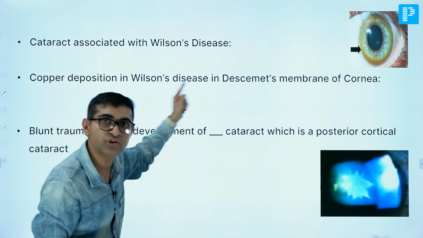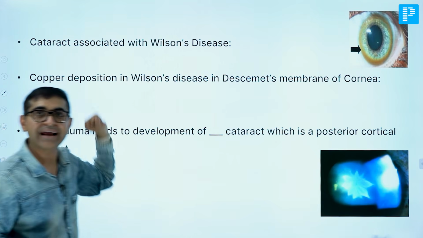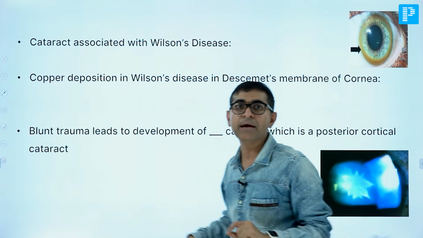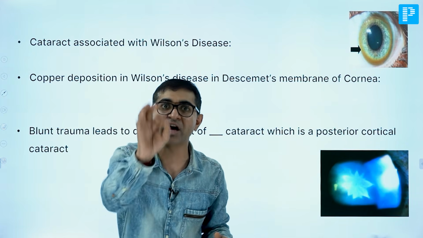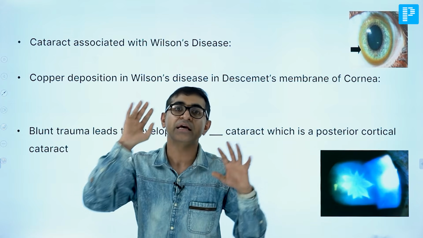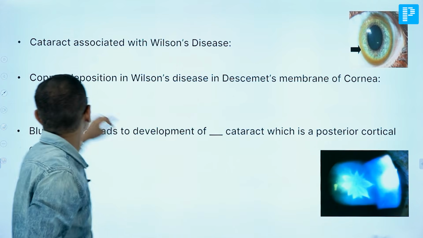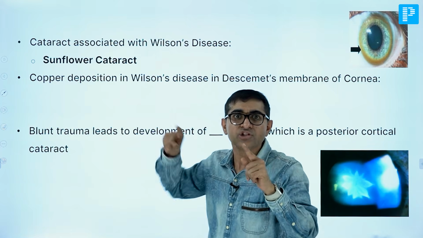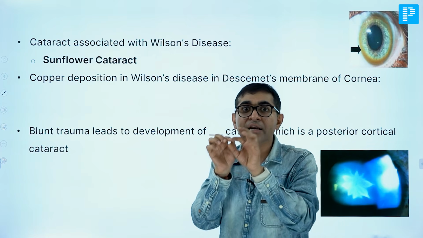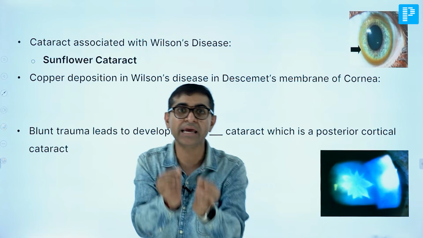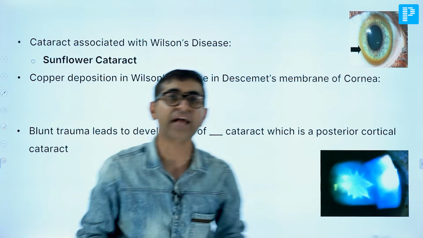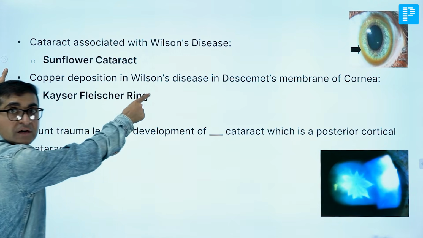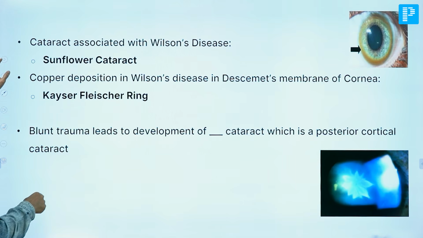Now your next PYQ, can you tell me which is the cataract associated with Wilson's disease? That is your sunflower cataract. Please remember, the cataract which is associated with chalcosis, which is a copper foreign body in the eye, will also lead to your sunflower cataract. Now if we are talking of copper related to the eye, there is one ring which is deposition of copper in the Descemet's membrane of the cornea at the periphery. Boys and girls, that is your KF ring. There is deposition of copper at the periphery of the cornea, and the periphery of the cornea is Descemet's membrane.